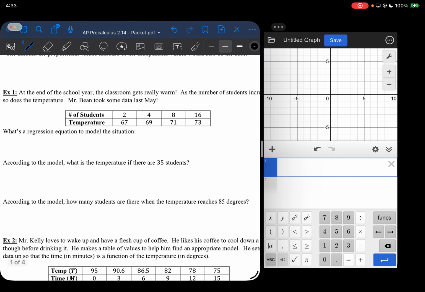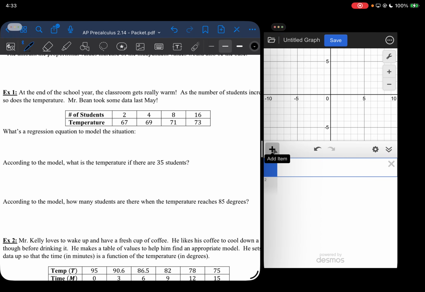Now, for example 1, it says at the end of the school year, the classroom gets really warm. As the number of students increases, so does the temperature. So we have this data. The number of students goes up, 2, 4, 8, 16, and the temperature, 67, 68, 71, and 73. Now we want to write a regression equation to model this situation.